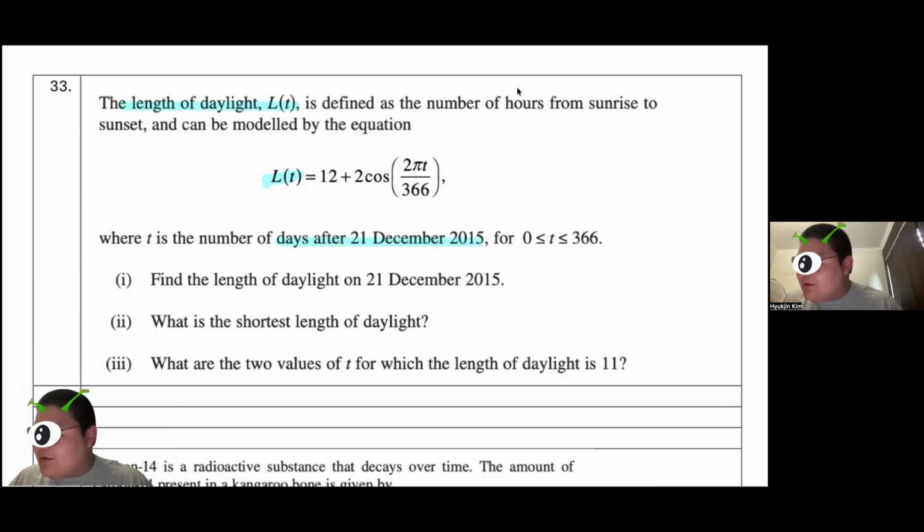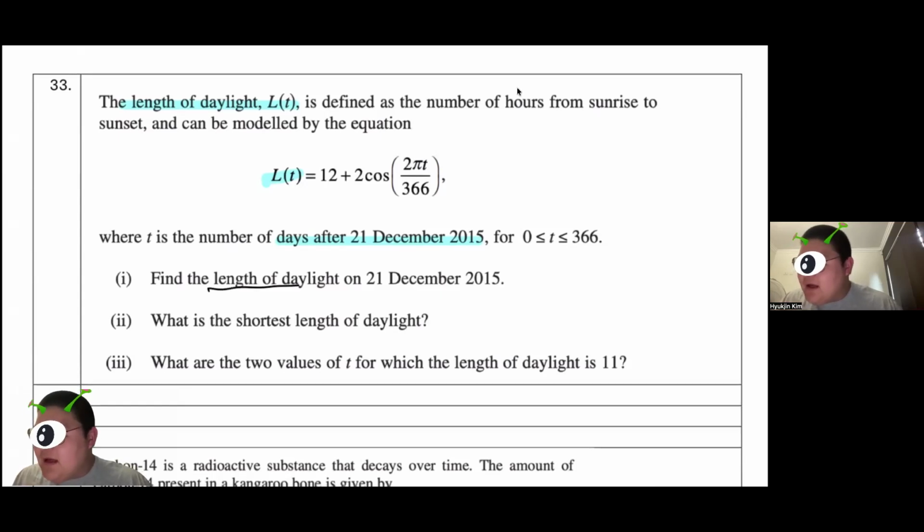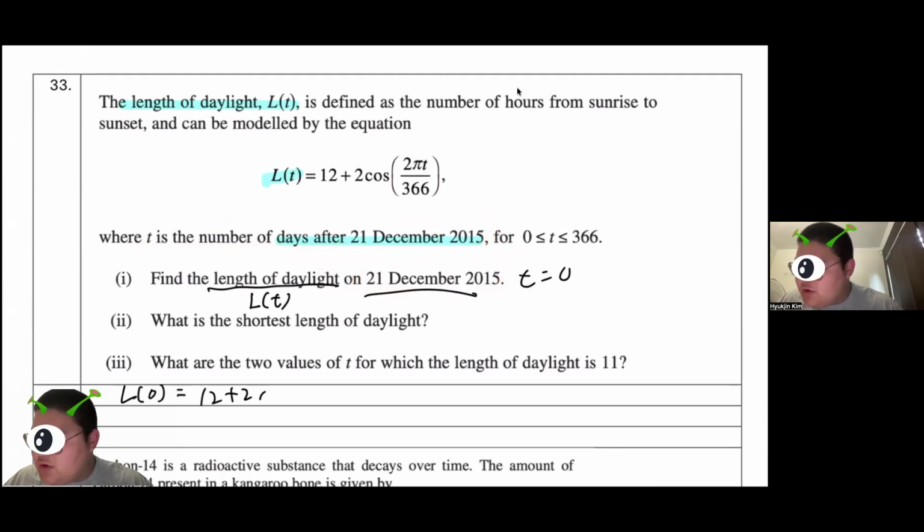Find the length of daylight on 21st of December. Look at that. I'm looking for L(t) at 21st of December. What does that mean? t is the number of days after 21st of December, so at t equals 0, L(0) equals 12 plus 2 cos 0.